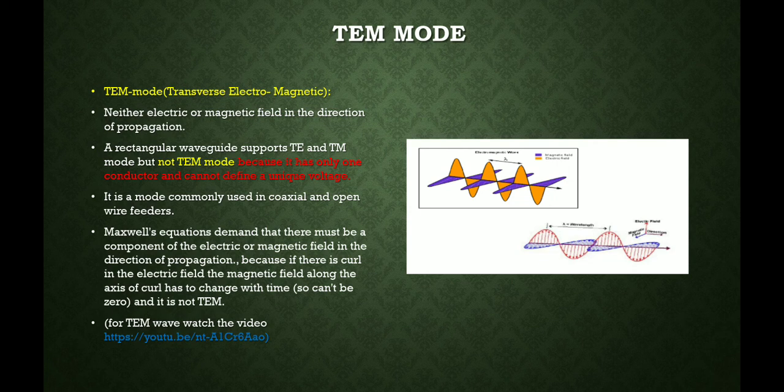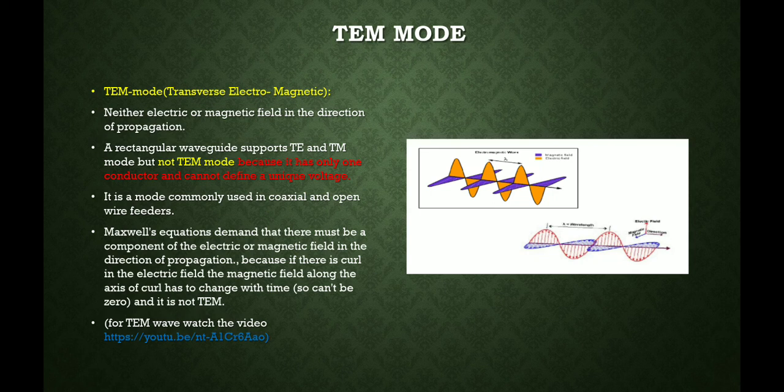Then there is a second reason. Maxwell's equations demand that there must be a component of electric and magnetic field in the direction of propagation, because if there is curl in the electric field, the magnetic field along the axis of the curl has to change with time, so it cannot be 0 and it is no more TEM. There is a video you can watch on YouTube, reference is given.